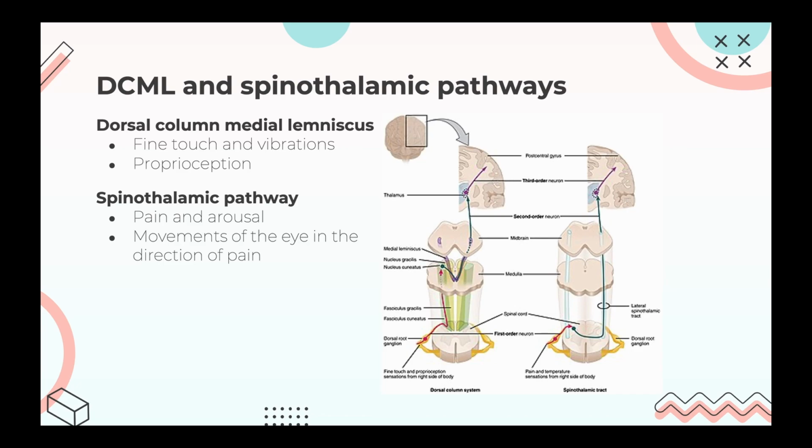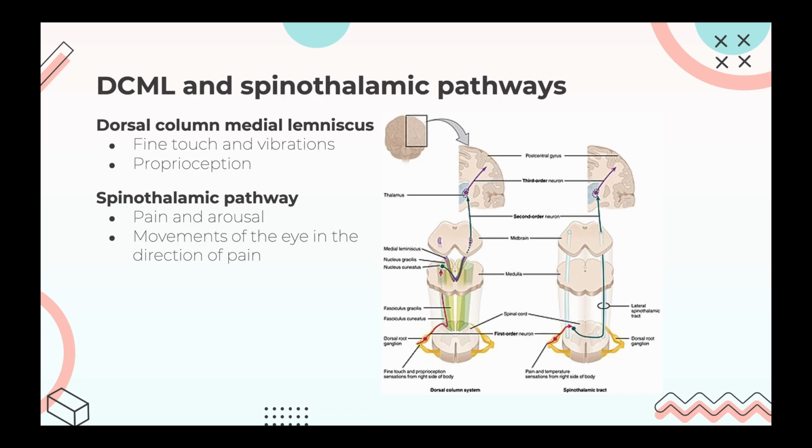Then there's the DCML and the spinothalamic pathways. The DCML stands for dorsal column medial lemniscus, and it's a type of sensory pathway by which you can sense fine touch and vibrations, and also proprioception. And proprioception is a difficult term we use for the recognition of your position. So it helps you with some degree of coordination.